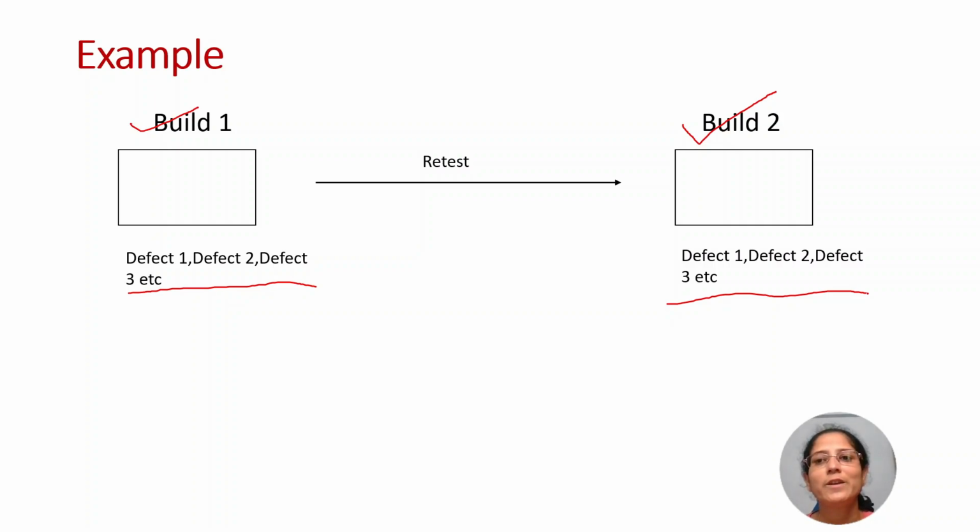Let me summarize here. Retesting means testing the defects of previously failed test cases to ensure whether the defect is fixed or not. That is called retesting.